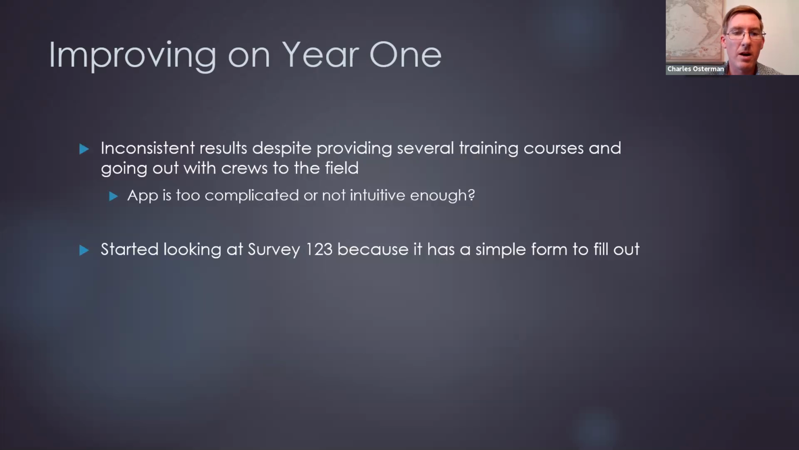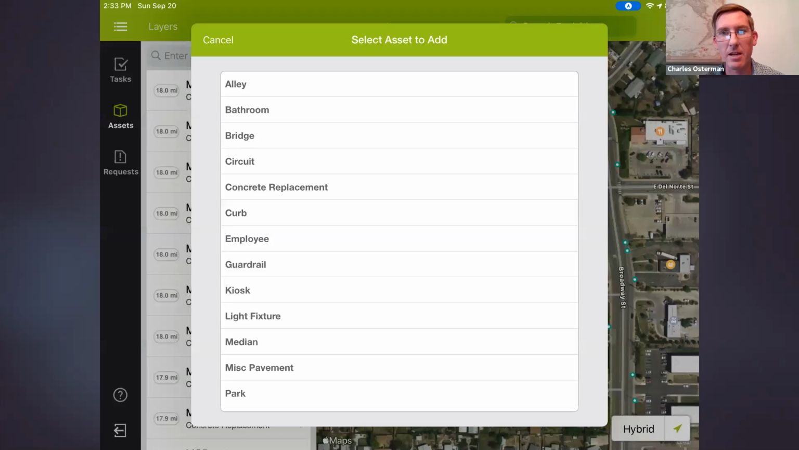So to improve on year one, we decided to look at Survey 123, because it has a simpler form to fill out. We felt like it would be more intuitive, easier to use for people. And I'm going to run through exactly how our asset management system app works so you'll get a better idea of why we thought Survey 123 would be simpler.